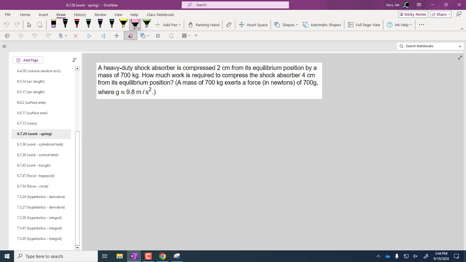A mass of 700 kg exerts a force in newtons of 700 times gravity. Okay, so let's be careful with what we know here and what we don't know. For a spring, we know that force is equal to kx. So Hooke's law is what we use for a spring. It tells us the force as a function of displacement. And usually we are going to get our spring constant by knowing some data point.